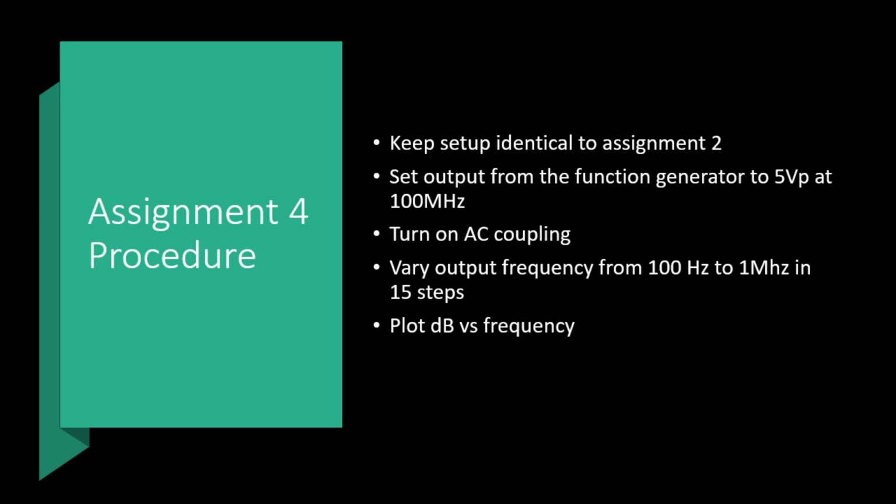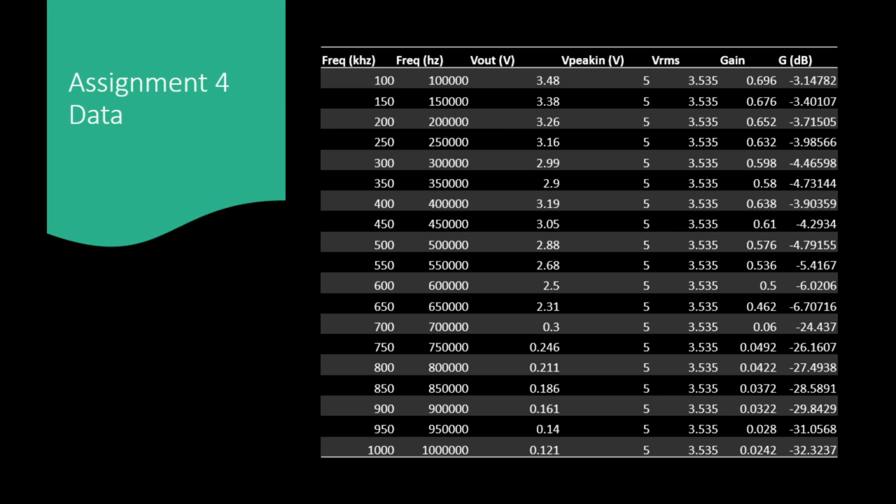For assignment 4, this is when we started to do some different things, more complicated setups. Keep the setup identical to assignment 2, so keep the same apparatus that was listed before. Set the output function generator to 5 volt peak at 100 megahertz. Turn on AC coupling, and then we would begin to vary the output frequency from 100 hertz to 1 megahertz in about 15 steps. Then we were trying to plot the decibel gain versus the frequency. Here is the table from that data. The graph is at the end of the presentation. We'll discuss that a little bit further on.